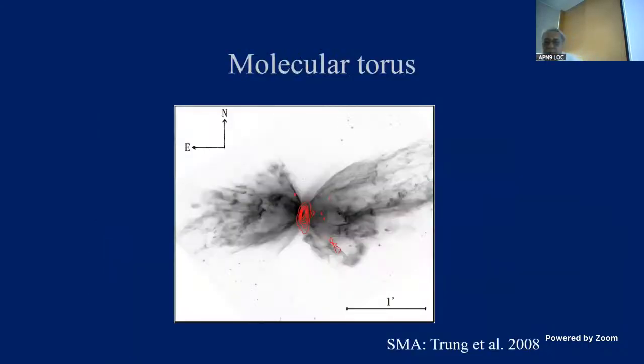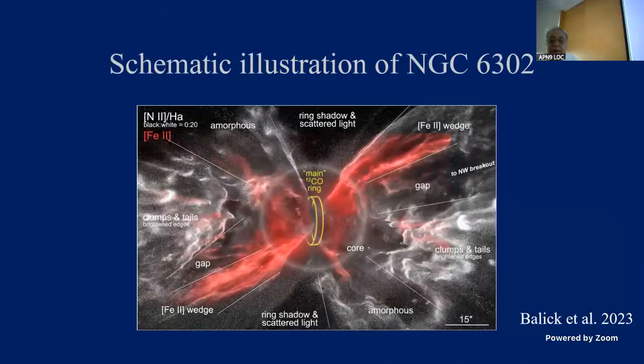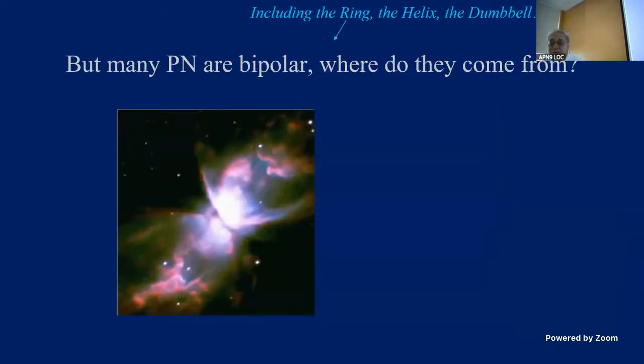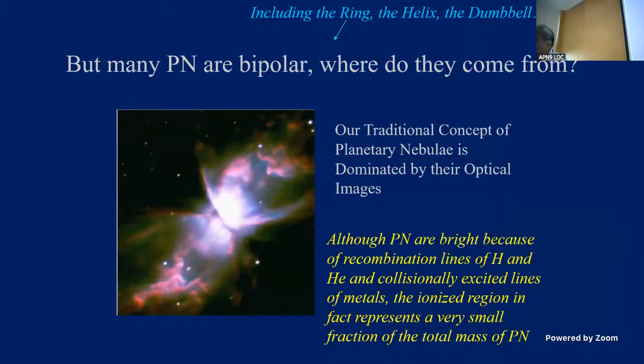Okay, so now of course we have ALMA. We can map the molecular emission. You will probably hear more about it in this meeting. So we have a massive molecular torus constraining the outflow. Now the key thing is that although the optical nebula is very attractive, very bright in visible light, actually they don't contain most of the mass.